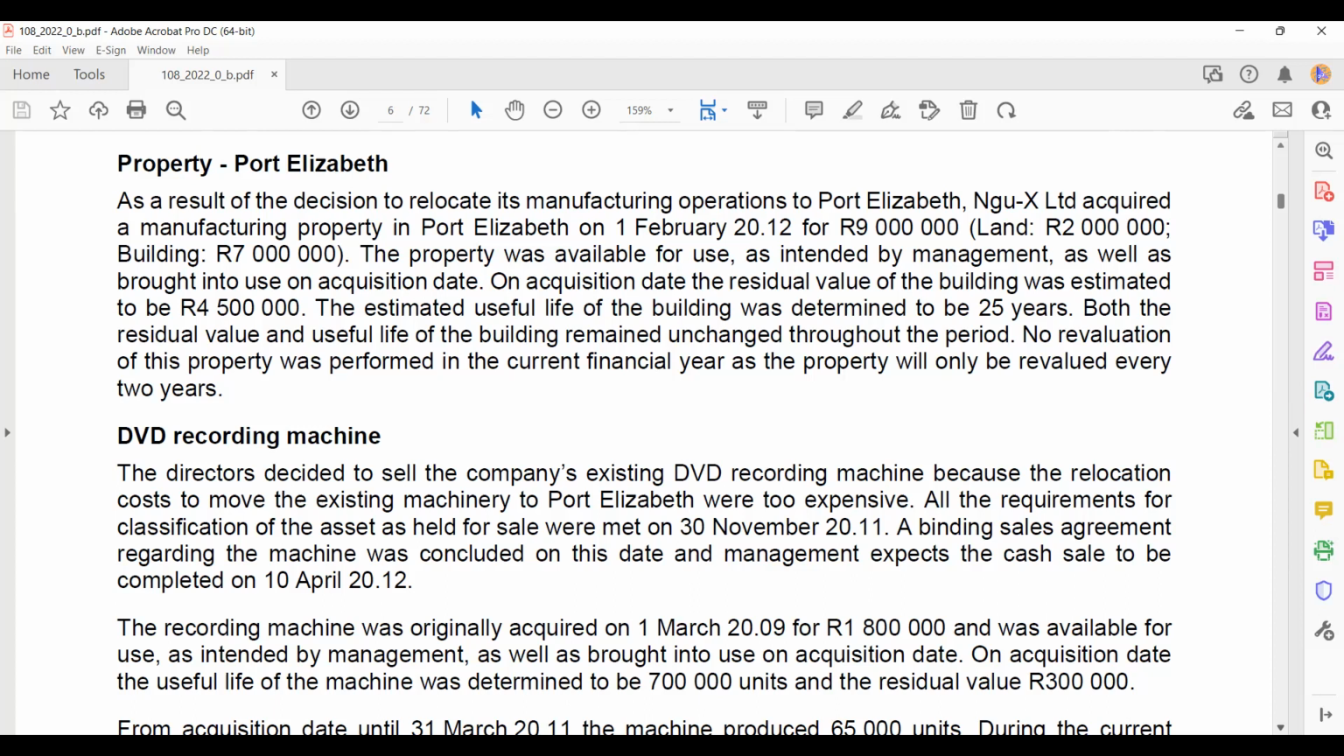No revaluation of this property was performed in the current financial year, as the property will only be revalued every 2 years. So you can see they purchased it on 1 February 2012 and they call it the current year. So I'm assuming the current year ends 31 March 2012. So we have a financial year running from 1 April 2011 to 31 March 2012.